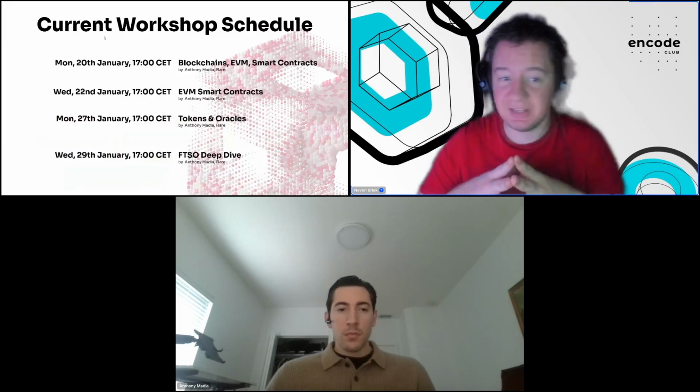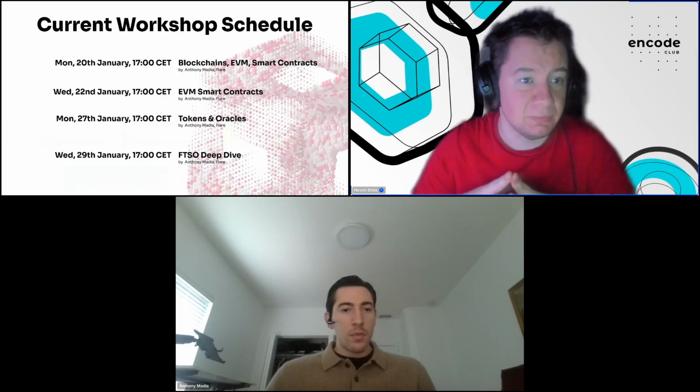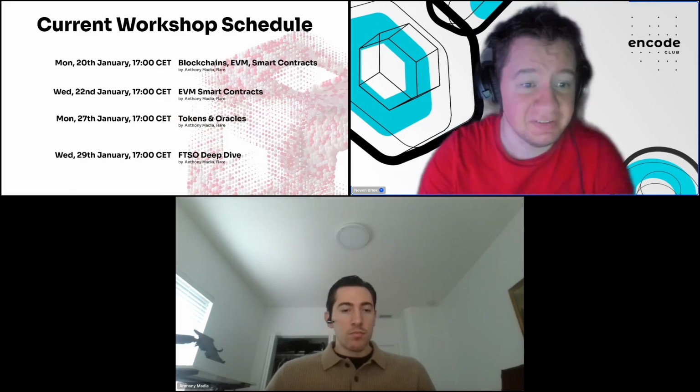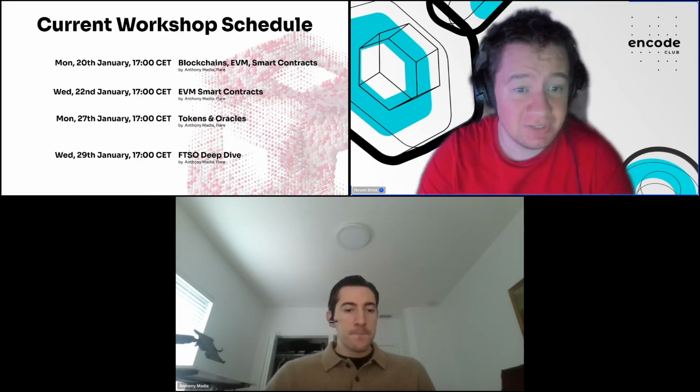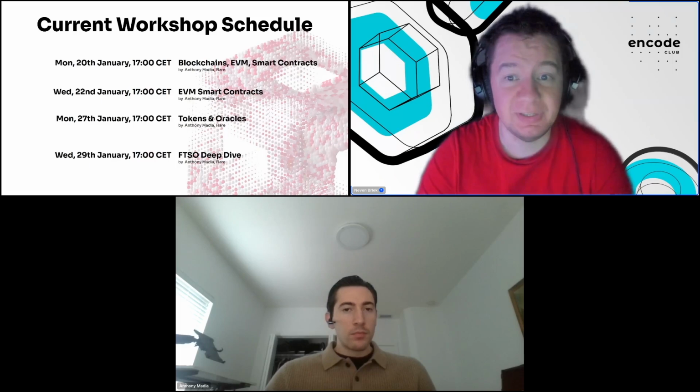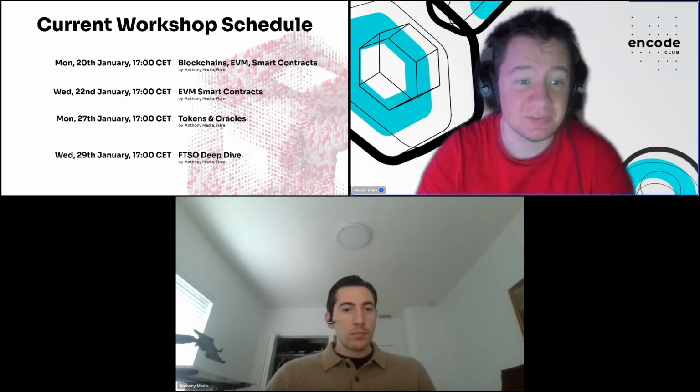As I previously said, this whole series will consist of 8 different events. Today and on Wednesday, we will be having the first events. Today we're discussing blockchains, EVM, and smart contracts. Then on Wednesday, the 22nd of January, at the same time, we'll be diving a little bit more deeply into EVM smart contracts. Finally, next week, we'll be going into tokens and oracles.